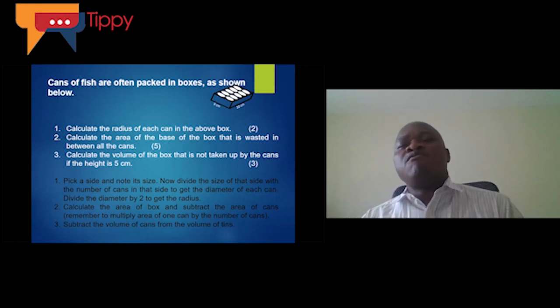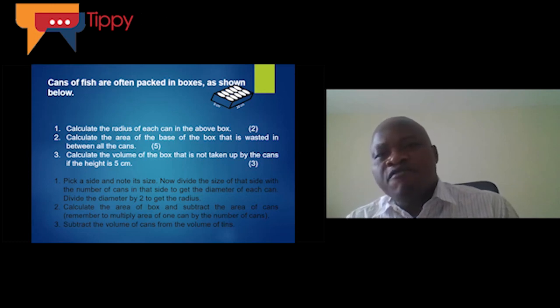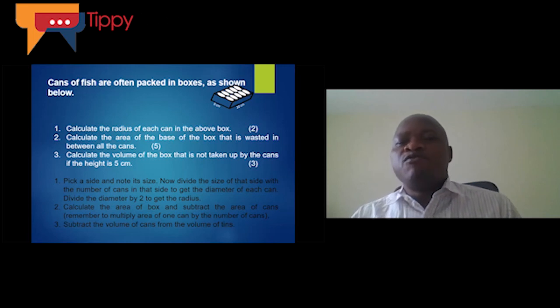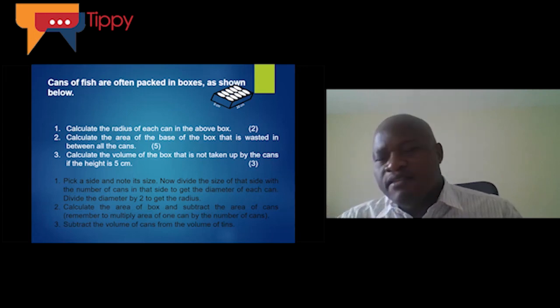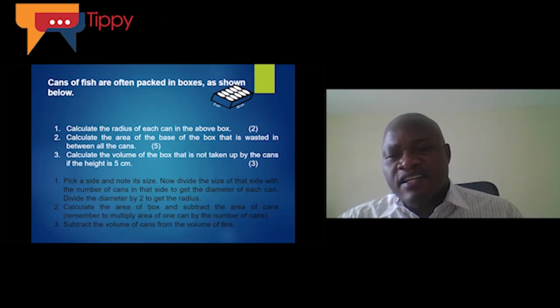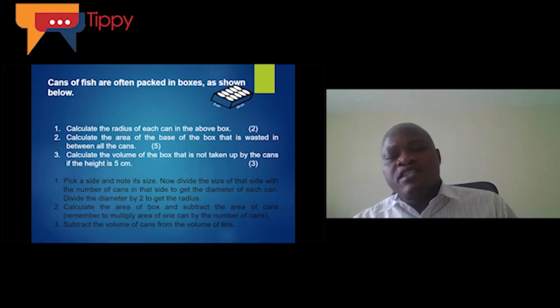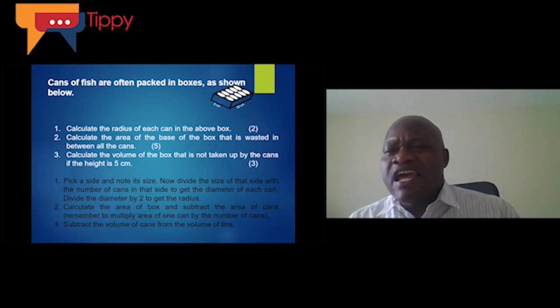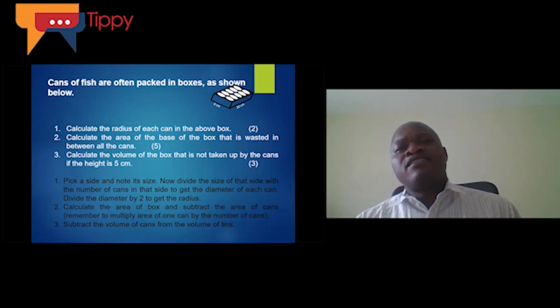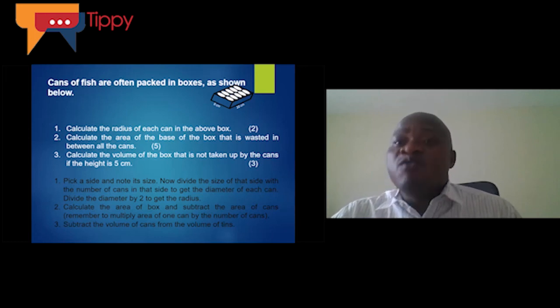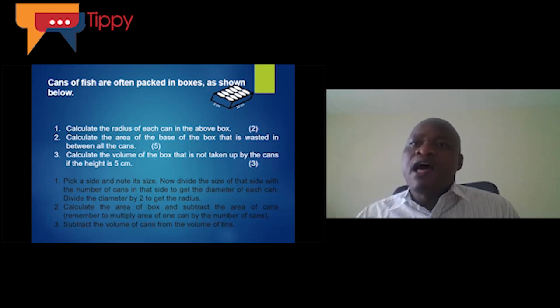But you're not interested in the volume of one can. How many cans do we have? We've got 10 cans. So you say the volume of the box minus the volume of all the cans. And that is the hardest way. The easiest way is to say, I have the area at the base, and I've got the wasted area at the base. Always when you're looking for the volume of a right prism, we multiply the area at the base by the perpendicular height.